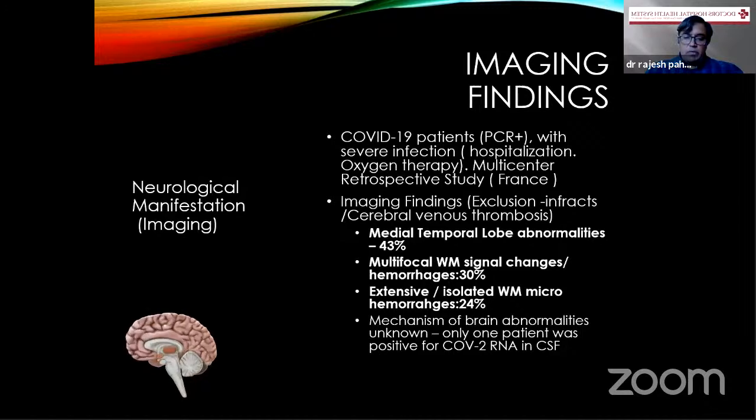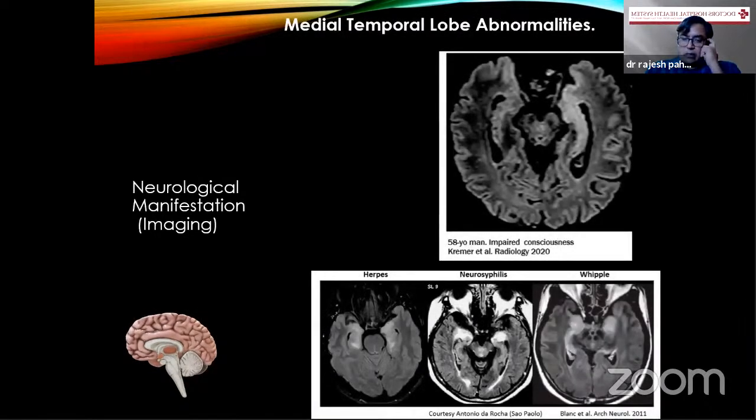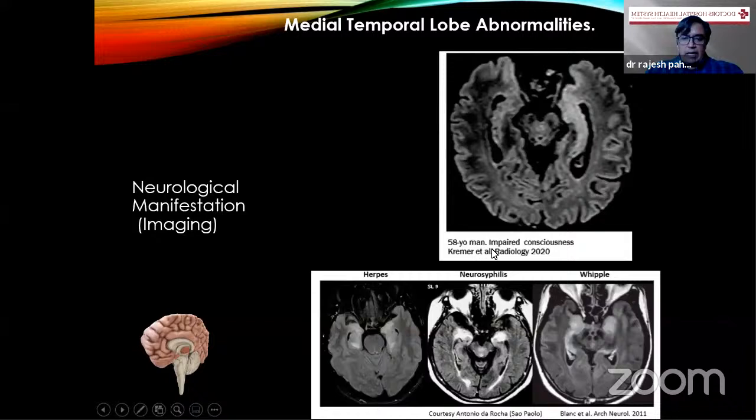The mechanism of the brain abnormality is still largely unknown. Only one patient was positive for RNA in CSF, which was not statistically enough to say that it is because of COVID-19. So in this 58-year-old male with a severe COVID infection and impaired consciousness, we can see there is some hyperintensity in the medial temporal lobe. However, this is non-specific and can be seen in herpes, neurosyphilis, and Whipple's encephalopathy.